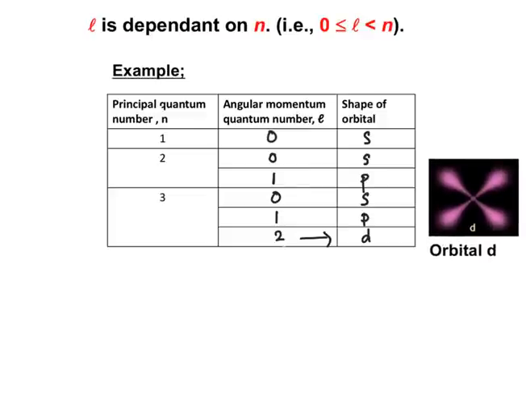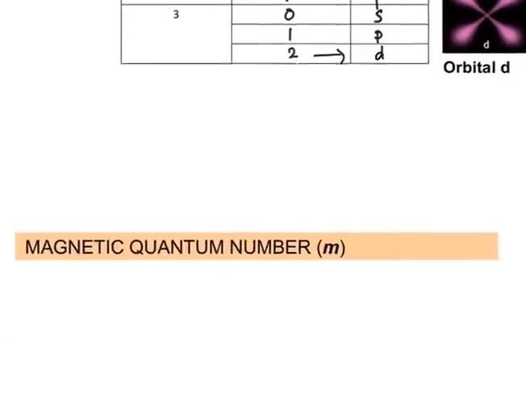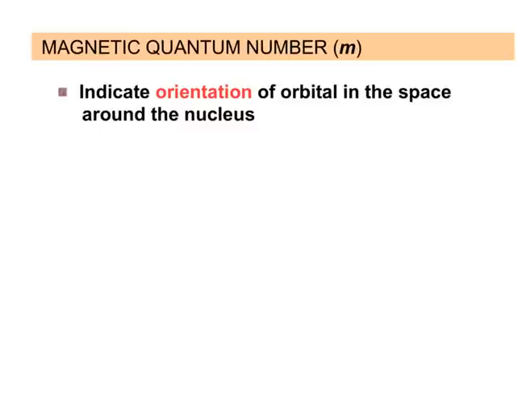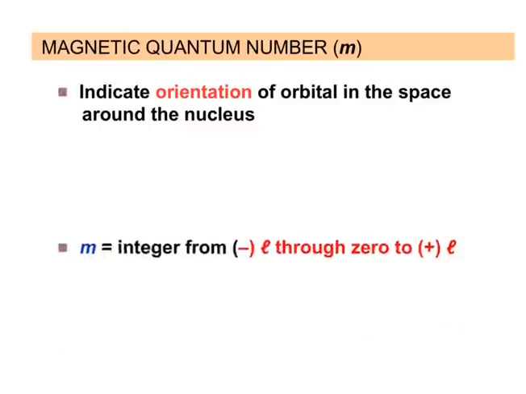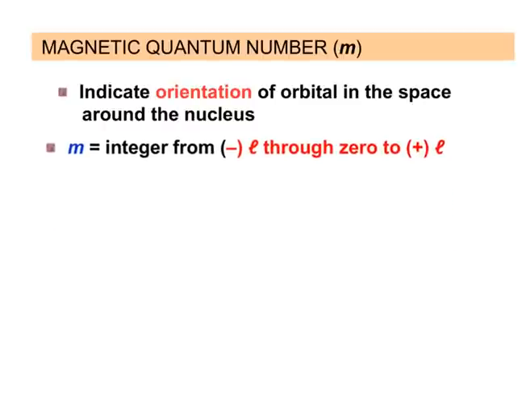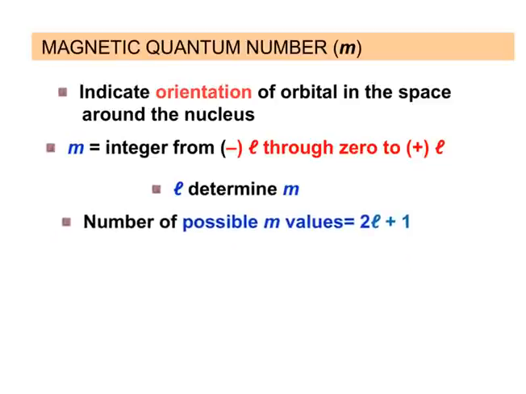The third quantum number is the magnetic quantum number. The magnetic quantum number indicates the orientation of the orbital in the space around the nucleus. The magnetic quantum number is an integer from negative azimuthal quantum number, through 0, to positive azimuthal quantum number. The value of the magnetic quantum number is determined by the azimuthal quantum number. The number of possible magnetic quantum number values is 2 times the azimuthal quantum number value plus 1.